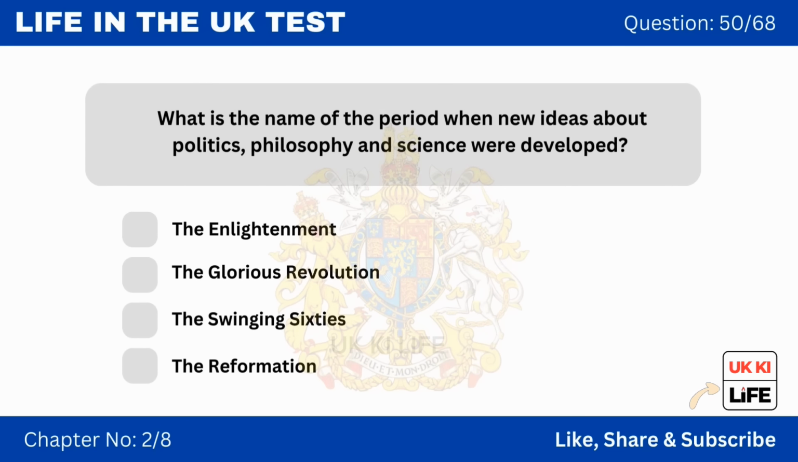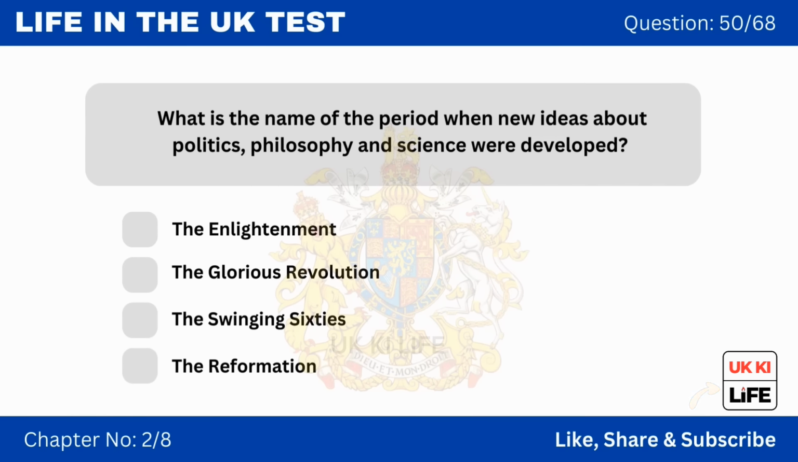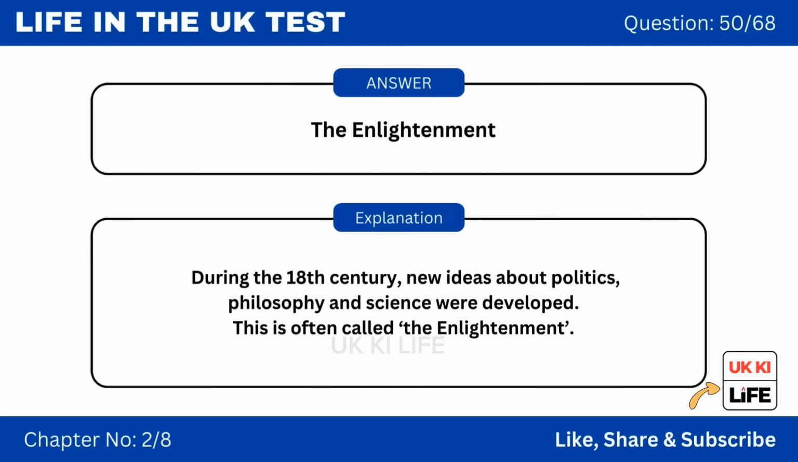Question 50. What is the name of the period when new ideas about politics, philosophy and science were developed? The Enlightenment, the Glorious Revolution, the Swinging Sixties, the Reformation. The correct option is A. Explanation. During the 18th century, new ideas about politics, philosophy and science were developed. This is often called the Enlightenment.